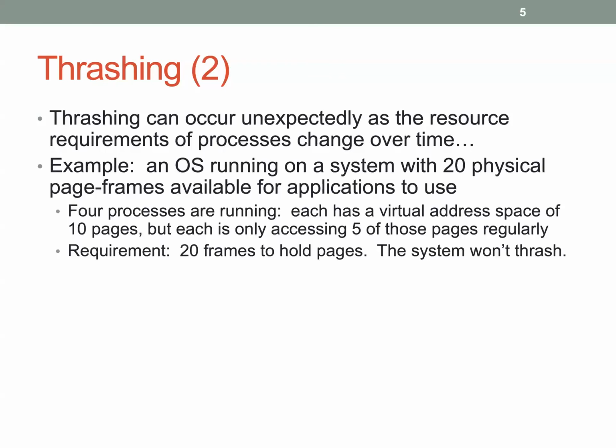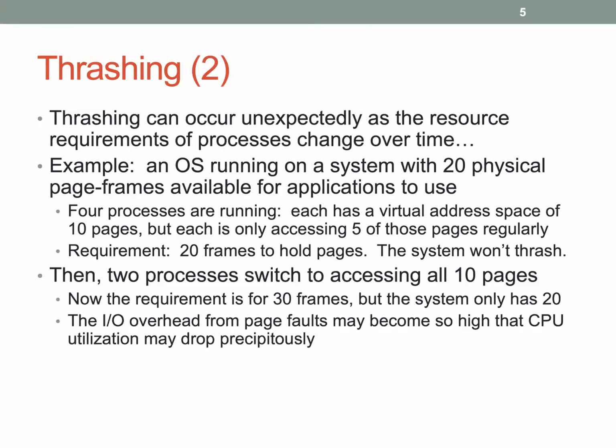Okay, so let's say that we have a computer, and it's got 20 physical page frames that are available for applications to use. You've got 4 processes running. Each process needs 5 frames. 4 times 5 is 20. We're okay. We're pretending the OS is a massless, frictionless OS, so it doesn't need any frames itself. So if 2 processes suddenly change to where they need 10 frames instead of 5 frames, now the overall system requirement is 30 frames, but we only have 20 frames of physical memory. And so you can see in this kind of circumstance, the system would immediately start thrashing.